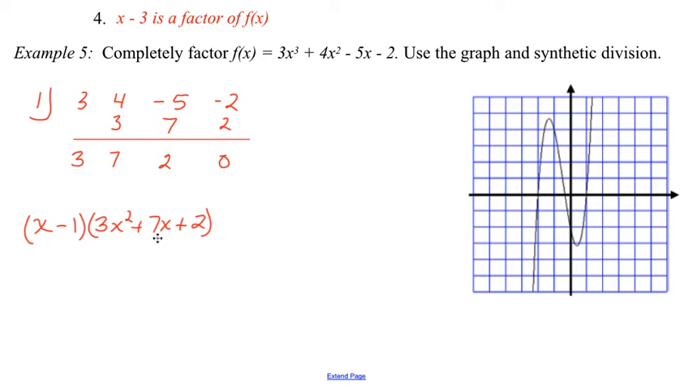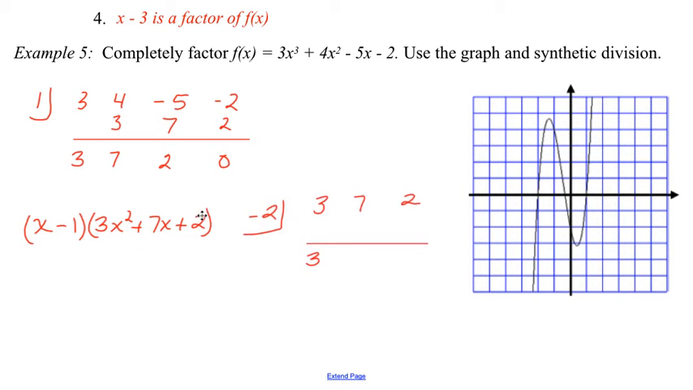So when you write what remains, remember you're just rewriting the 3, 7, and the 2, and the power is 1 less than what you started with. We started with a cubic power, so this will be 3x squared plus 7x plus 2. So remember, these numbers are the coefficients, and then just add your variables back in. Well, this thing is not factored completely. We need one more step.